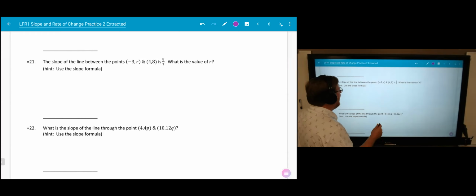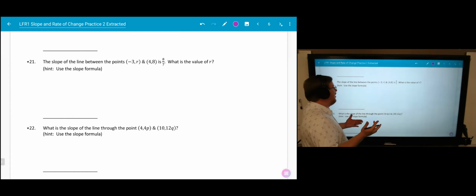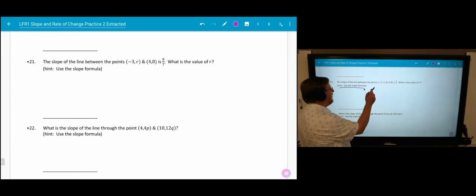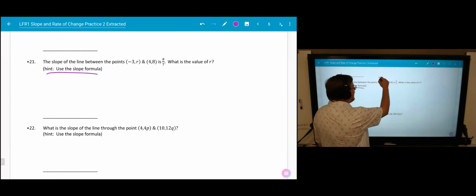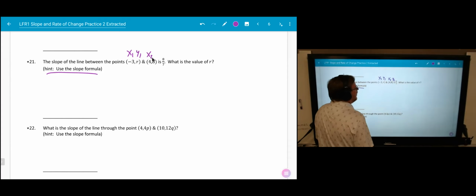All right, it says the slope of the line between the points (-3, r) and (4, 8) is 8/7. What is the value of r? Okay, we're going to use the slope formula because we've got a hint there for it, right? It says it right there. So if I'm going to treat this as x1, y1, and this is x2, y2, I can do this.